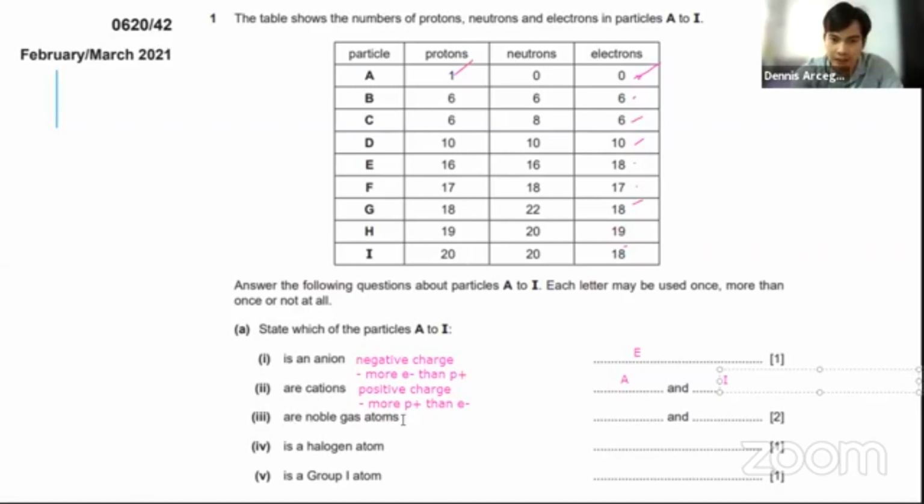Then noble gases. You expect this is from group 8. You have the periodic table, so you can simply identify noble gases, group 8. Then halogens, group 7. Then a group 1 atom. You have to analyze which one is a group 1 atom. Atom means the same number of protons and electrons. You have to analyze it like that. Since the periodic table is given, you can easily answer this one.